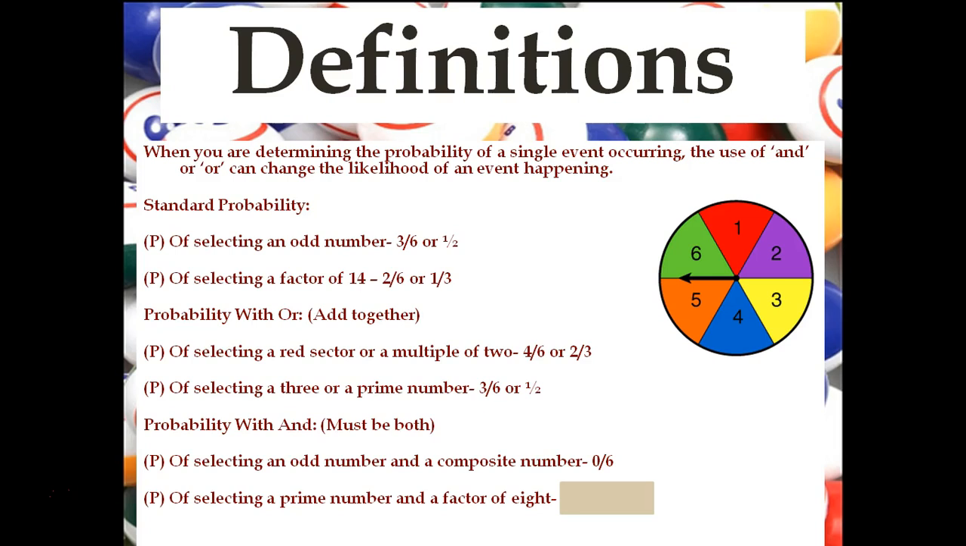What is the probability of selecting a prime number and a factor of 8? So I look at all the prime numbers on the board, 2, 3, and 5. Of those numbers, which ones are also a factor of 8? 2 is the only one of the 3 that is also a factor of 8. That would be a 1 out of 6 probability.